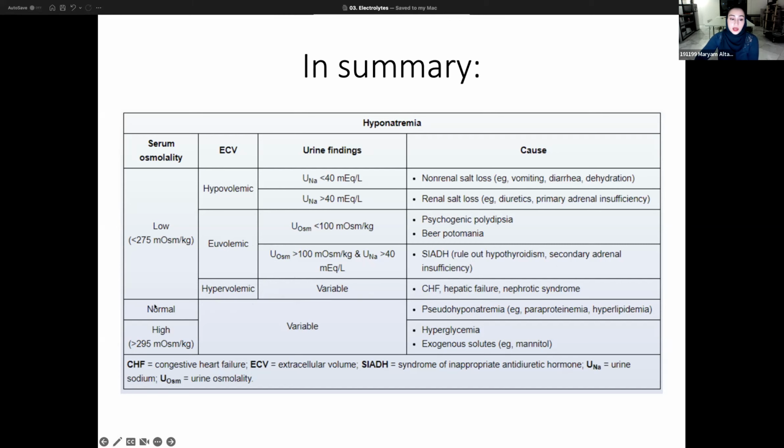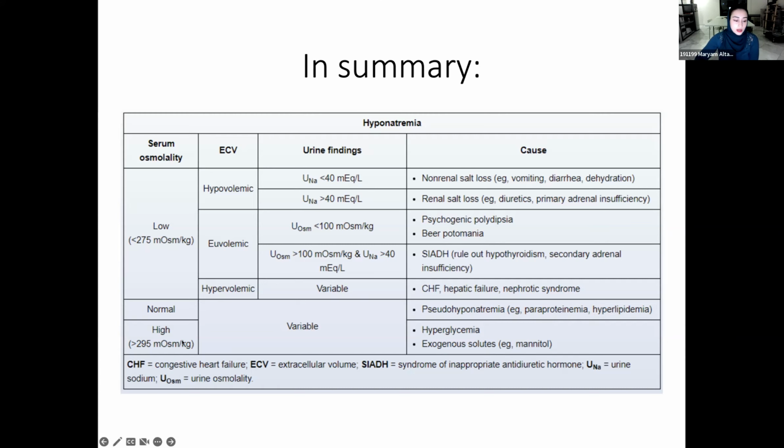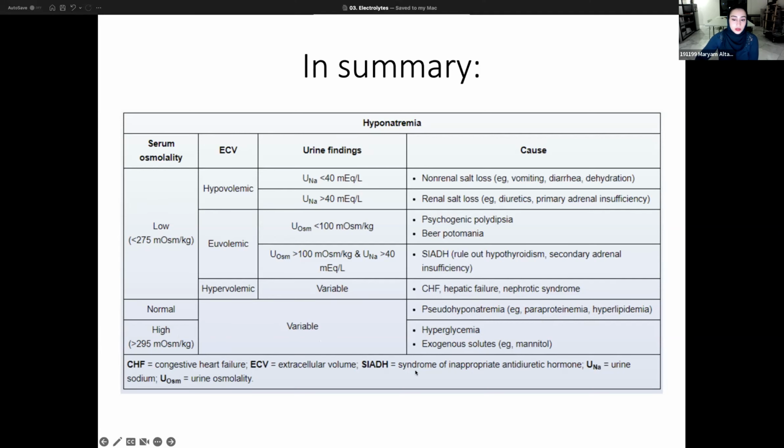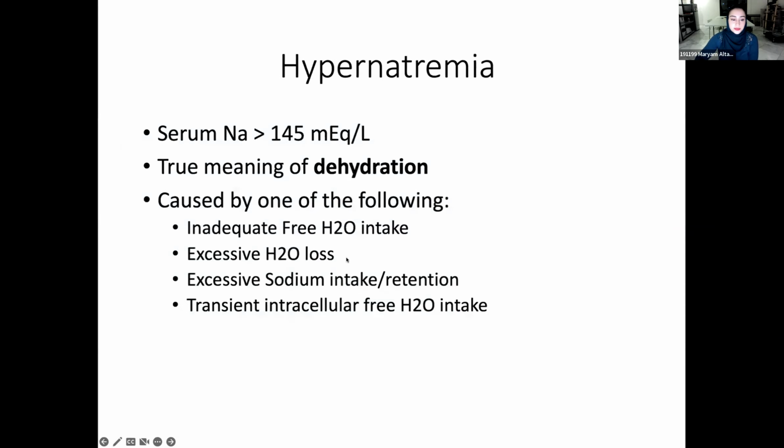And for normal or high serum osmolality, there are different causes. Pseudohyponatremia is when you have increased proteins. It's essentially a problem in the lab. The lab is detecting the proteins to tell you there's normal osmolality, but there isn't. And then you have high, which is what we talked about, DKA, so hyperglycemia, or you're giving mannitol or something. So this is just everything we talked about in a nice little table for you guys.